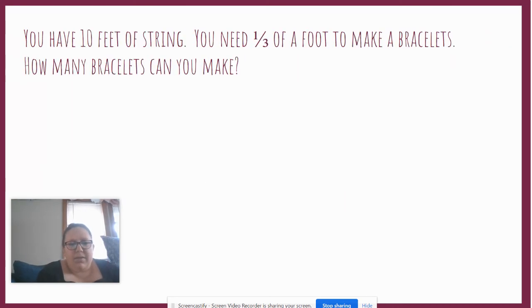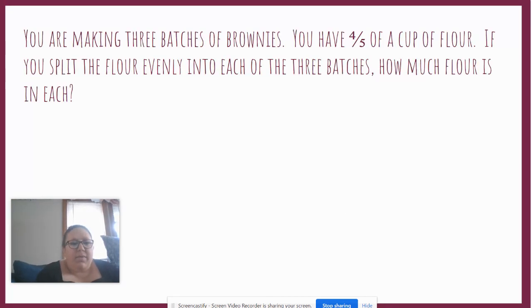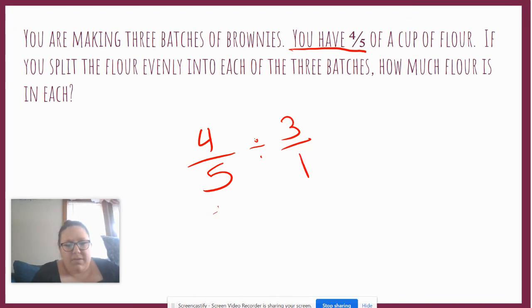All right, couple more. You are making 3 batches of brownies. You have 4/5 of a cup of flour. If you split the flour evenly into the 3 batches, how much is in each? I want you guys to think about what we're starting with here. Do we have the brownies in front of us, or do we have the flour in front of us? And hopefully, you're saying we have the flour in front of us. You have 4/5 cup, and we're making 3 batches, so we're splitting that up into the 3 batches.